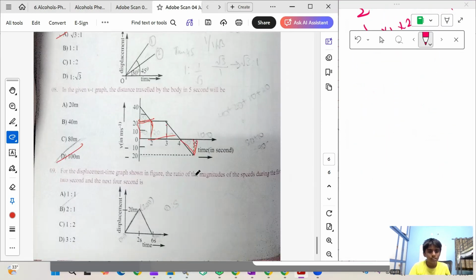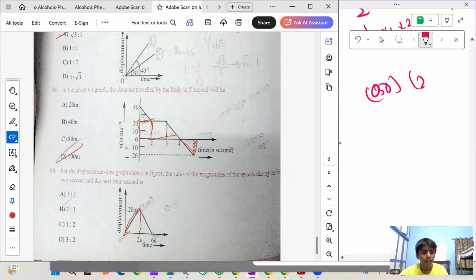Ninth question. For the displacement time graph shown in figure, the ratio of magnitudes of speed during the first 2 seconds and the next 4 seconds. For the first 2 seconds, here the slope. Slope will be here 0 comma 0 and here 2 comma 20. Slope is 20 minus 0 by 2 minus 0, which is 10.